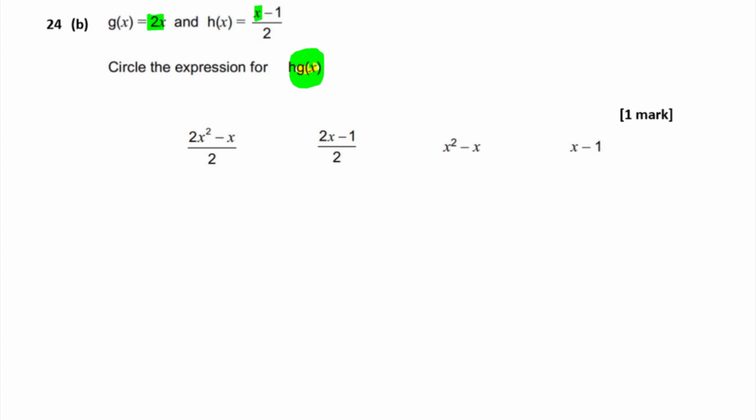Okay? So what I'm going to do is take the expression for h of x, but I'm going to replace x with g of x, which is 2x. So rather than having h of x is equal to x minus 1 over 2, I'm going to have hg of x equals, rather than x, 2x minus 1 over 2, because I replaced where the x is with the value of g of x. Okay, so which one is that? It is that one there.